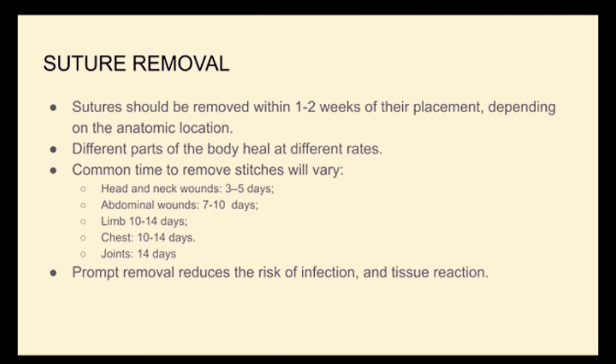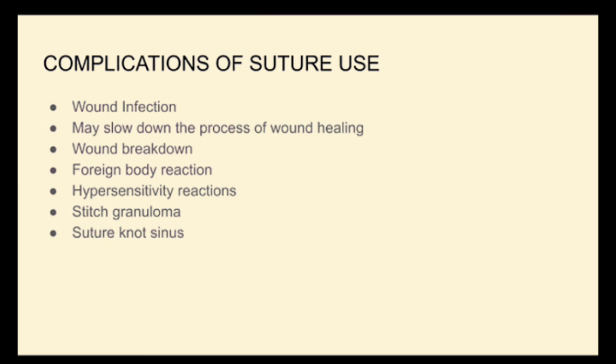Abdominal wounds usually after 7 to 10 days. For the limbs, lower limbs and upper limbs, usually remove after 10 to 14 days, and for chests also 10 to 14 days, and for joints, the sutures over joints remove after 14 days, as prompt removal will reduce the risk of infection and tissue reaction.